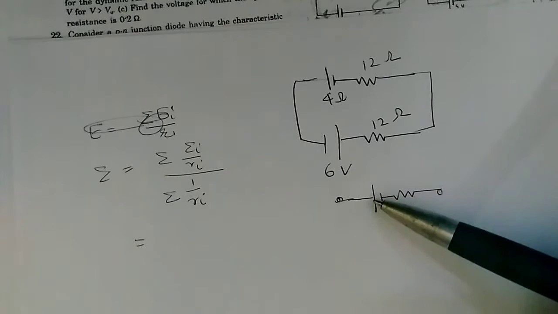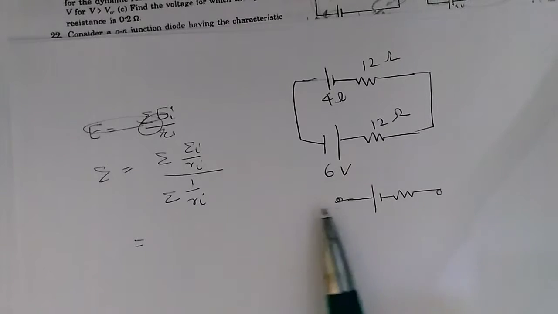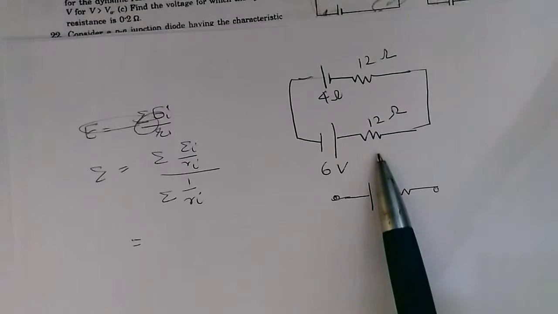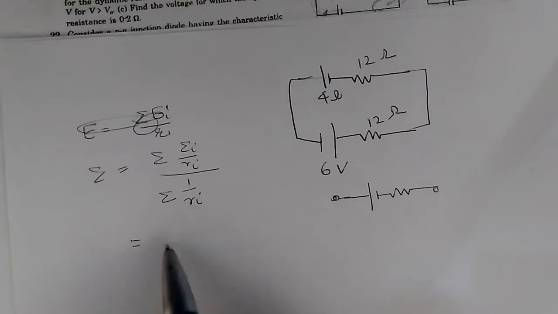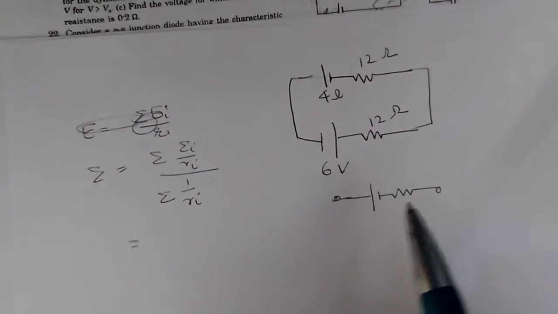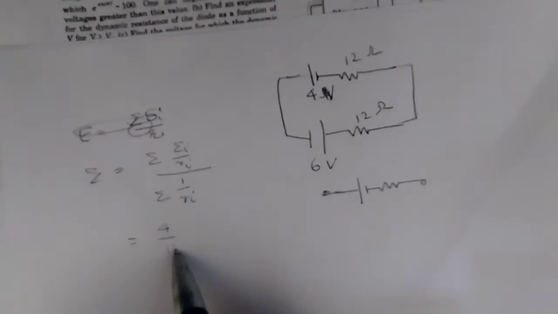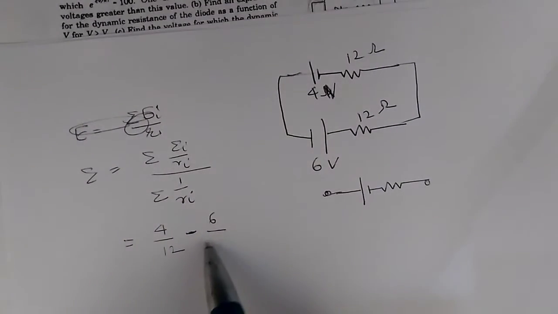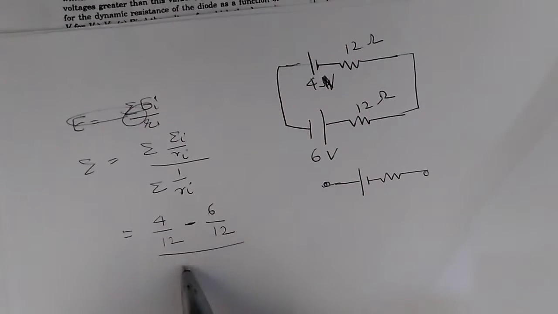If we get the result that E is positive, then our assumption was correct. If we get E as negative, then the direction of the resultant cell is like this, positive and this negative. So let us calculate this. We should have a derivation in some other video. It's sigma Ei by Ri: this is 4 volts divided by this resistance 12. And now this one will be taken as minus 6, divided by this resistance 12, divided by sigma 1 upon Ri, which is 1 upon 12 plus 1 upon 12.